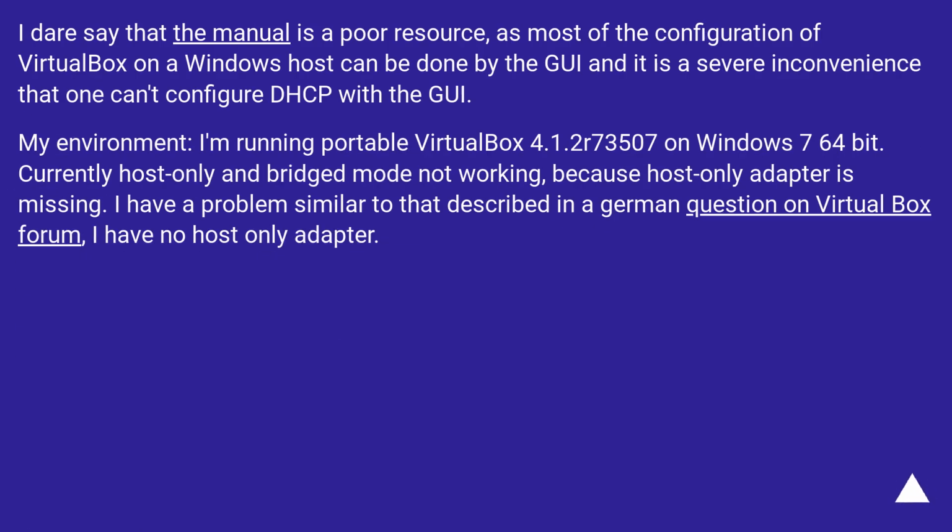I dare say that the manual is a poor resource, as most of the configuration of VirtualBox on a Windows host can be done by the GUI, and it is a severe inconvenience that one can't configure DHCP with the GUI. My environment: I'm running portable VirtualBox 4.1.2 or 73507 on Windows 7 64-bit. Currently host-only and bridged mode are not working, because the host-only adapter is missing. I have a problem similar to that described in a German question on the VirtualBox forum, I have no host-only adapter.